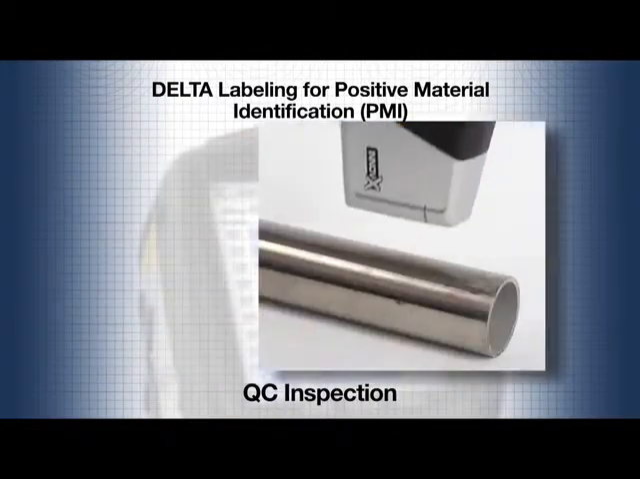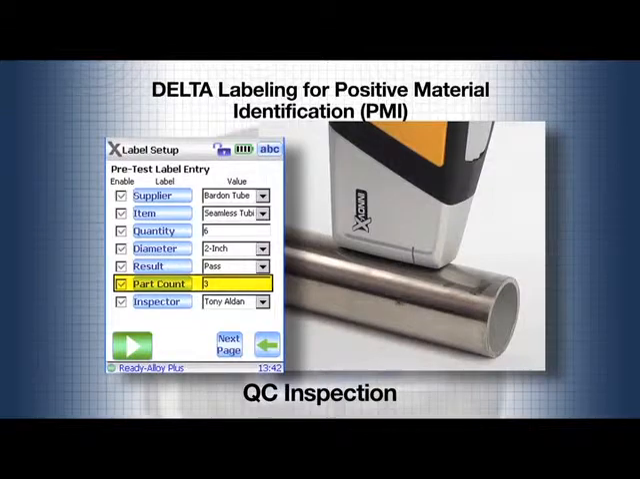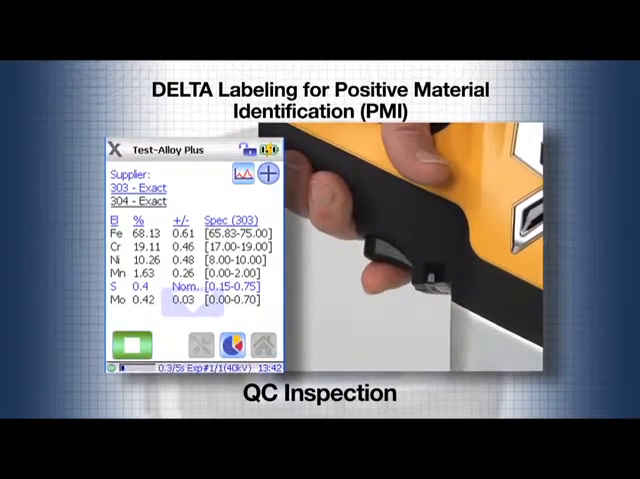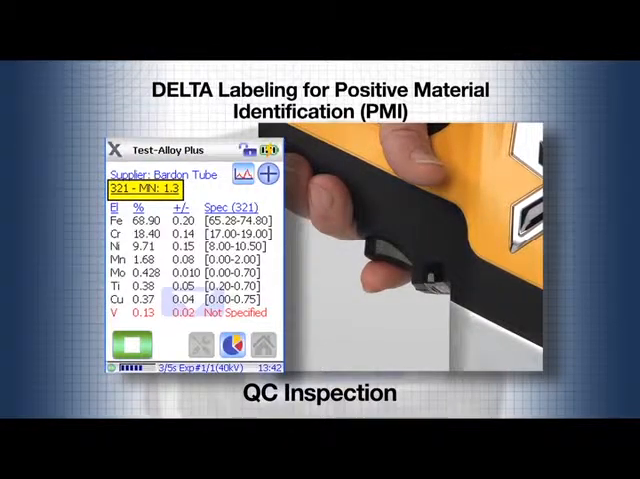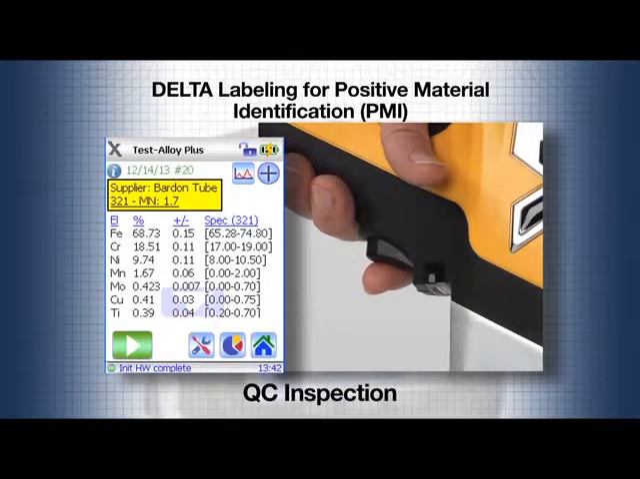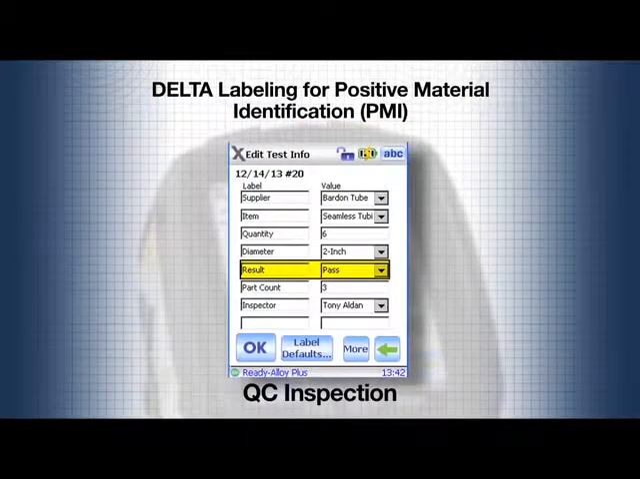The third tube test starts like the previous two, with the label window appearing and the part count now at 3. Pull the trigger and the test starts. The results show that the tubing is 321 grade, not the expected 347. Tap the info icon to open the Edit Test Info window and change the result to Fail Grade.